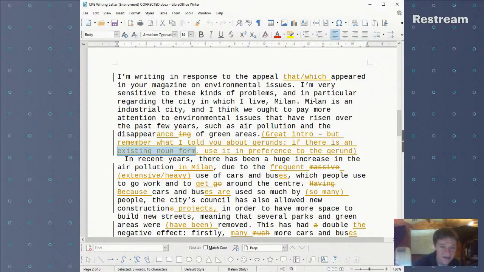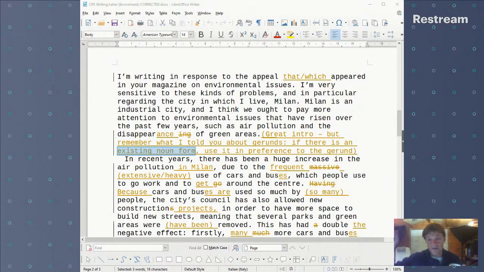And so here we need the disappearance of green areas, and not the disappearing of green areas. I hope that's clear to everybody. If there is a noun, use it. Don't use the gerund. Because if the noun exists, I think we had this in another essay.